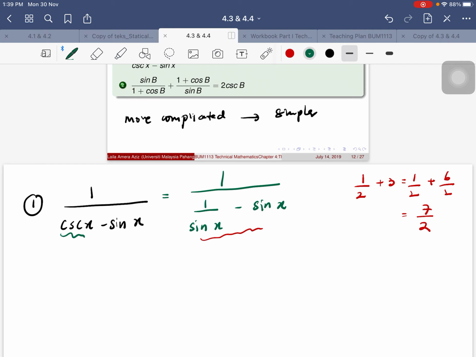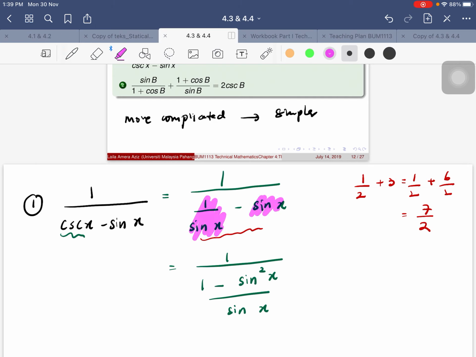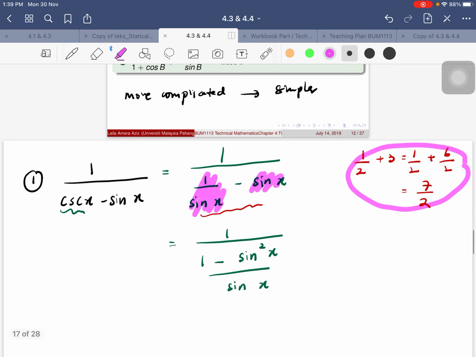So therefore, what I'm going to do is write this as 1 over 1 minus, so this is sine x, and when I multiply that by another sine x, it's going to be sine square x over sine of x. So instead of having one fraction and one not in terms of a fraction, I apply this idea and make both in terms of a fraction, and I put them together. So the operation is done. That is what I wanted to achieve.